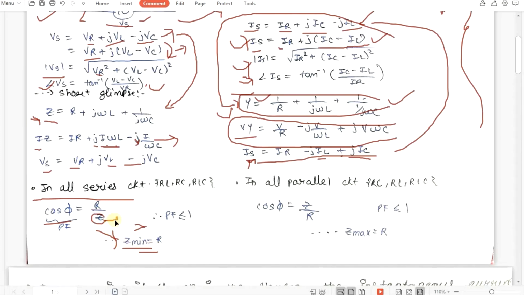So if we increase our impedance greater than R, this factor will always be less than or equal to 1. So we can say that power factor will always be less than or equal to 1.